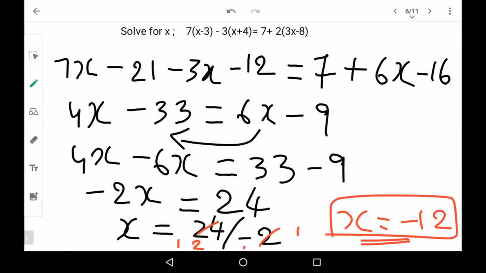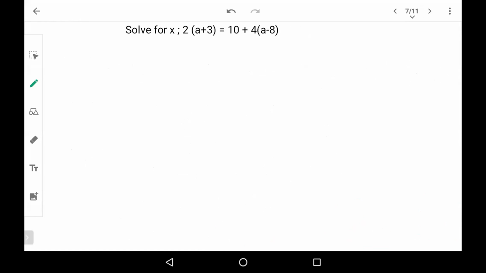Can we go to the next problem? Okay. Now, can you people try this problem? Instead of x, we have a. Try this problem. I'll give you 2 minutes. How much ever you can, you solve. After that, I will solve it.